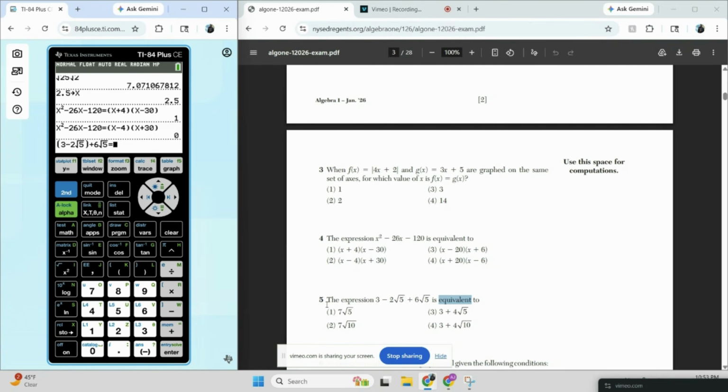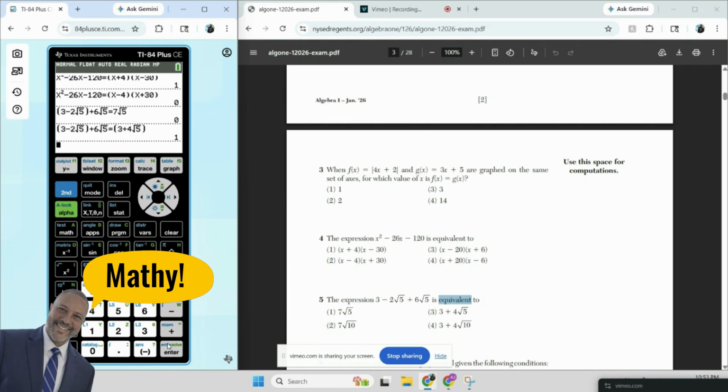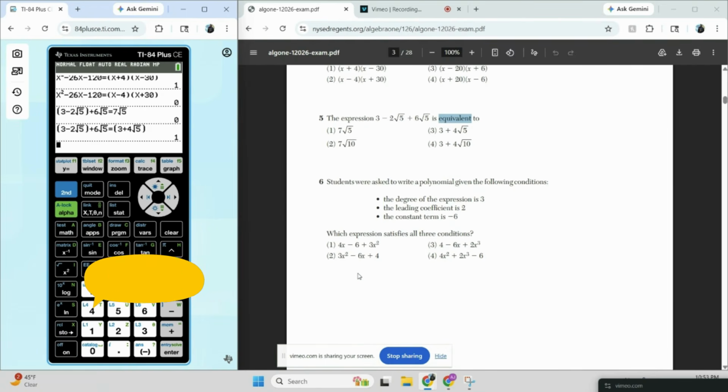Is that equal to 7 root 5? 0 means false, so I know it is not equal to that. Is this equal to 3 plus 4 root 5? 1 means true. First 5 questions on the Regents, completely calculator.